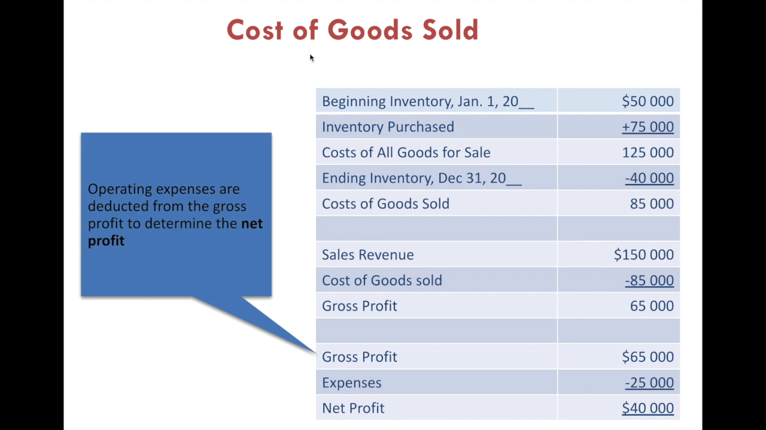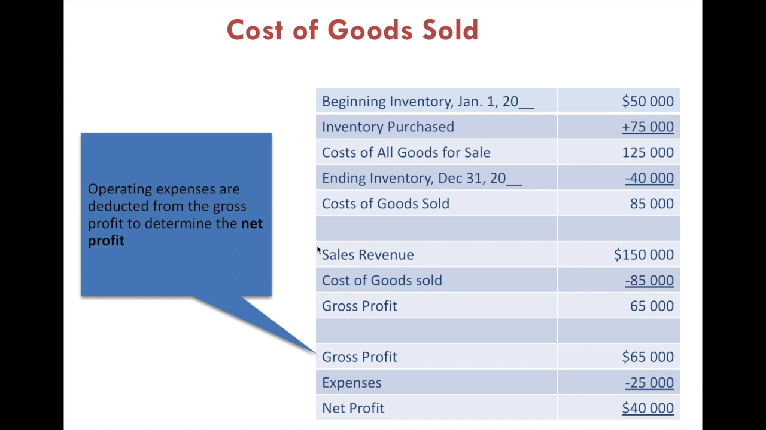So then within the cost of goods sold section, we write our sales revenue, which we also wrote above. And we have that minus our costs of goods sold. So $150,000 minus $85,000 gives us our gross profit. And that's $65,000.